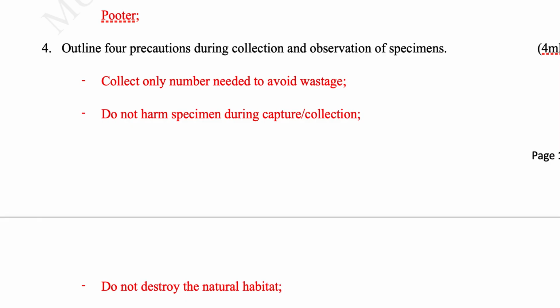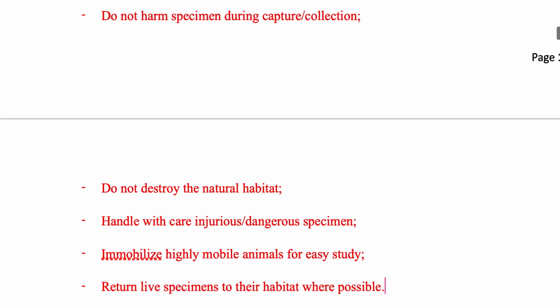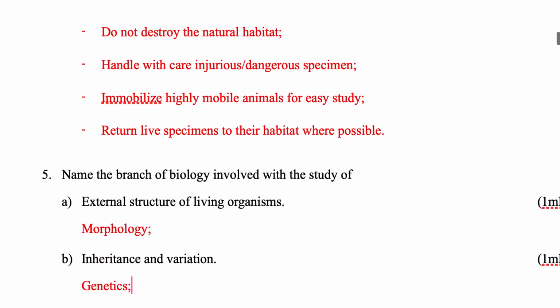Question 4. Outline 4 precautions during collection and observation of specimens. Collect only number needed to avoid wastage. Do not harm specimen during capture. Do not destroy the natural habitat. Handle with care. Immobilize highly mobile animals for easy study. Return live specimens to their habitat where possible.